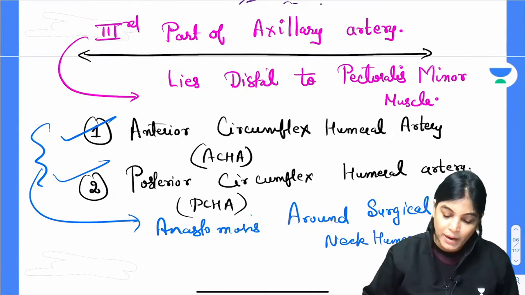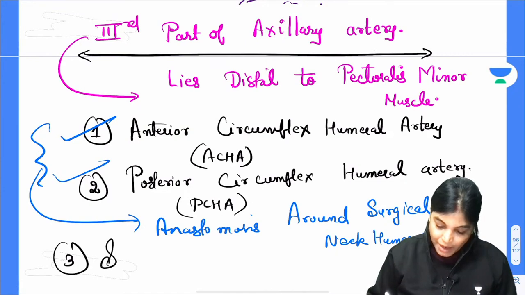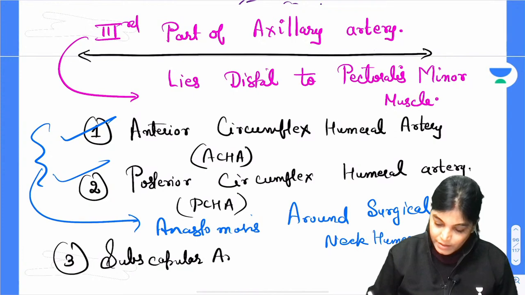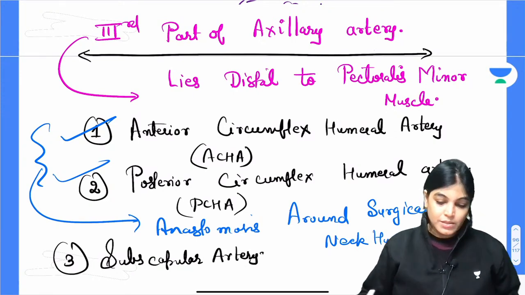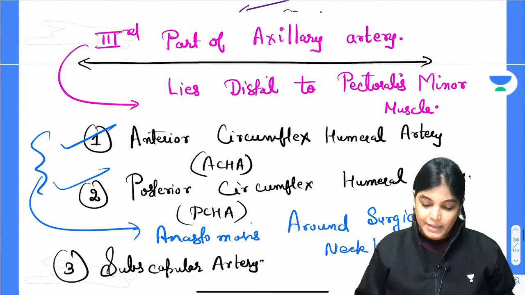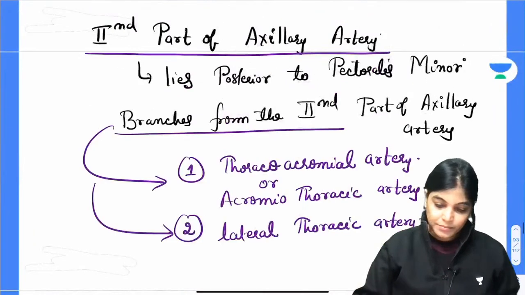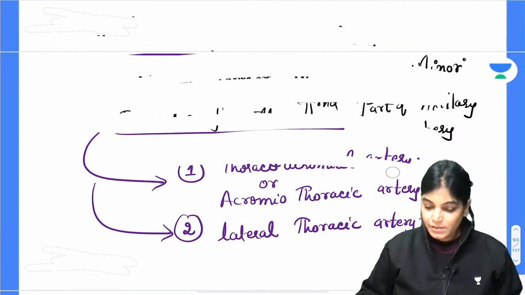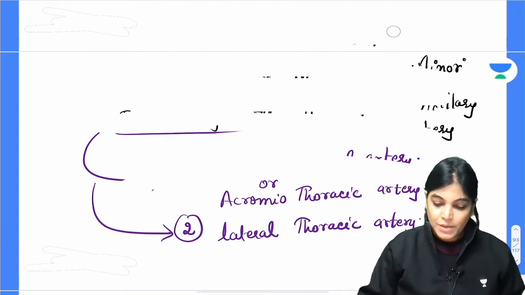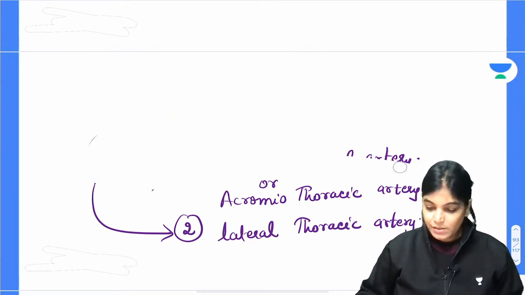And what is the third branch? I would like to write the name. The third branch is subscapular artery. Now, this subscapular artery again gives two branches. So, please write about that. Let's write the detail of subscapular artery, which again gives two branches.